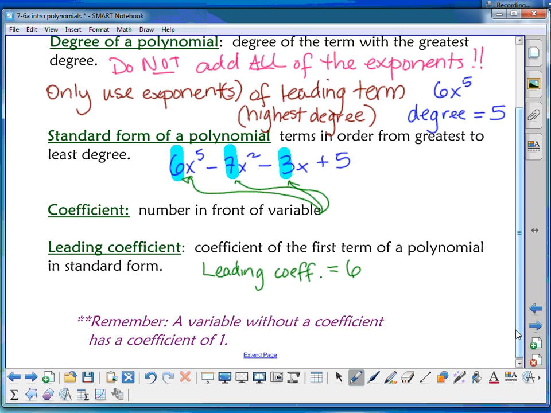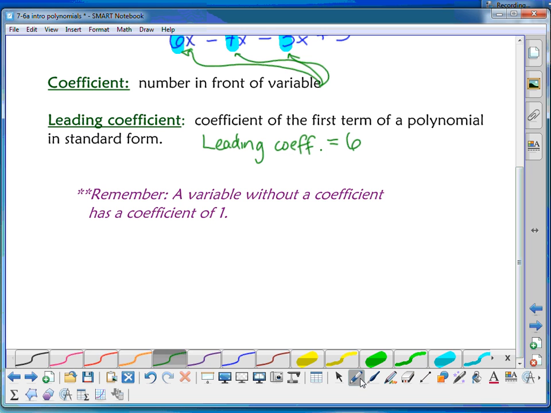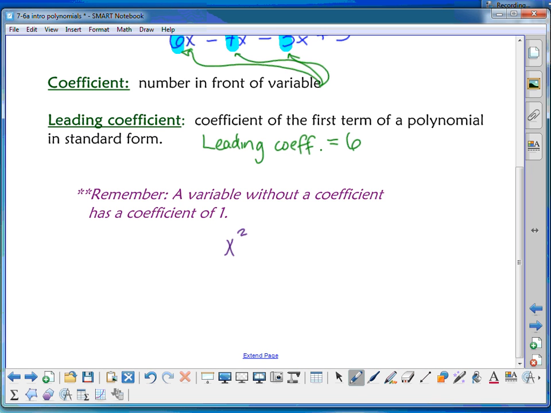One thing you want to be sure you remember is that if a variable does not have a coefficient, there's assumed to be a 1 there, so it has a coefficient of 1. So for example, if I have x cubed minus 2x squared plus 7, even though there's nothing in front of the x cubed, I assume that there is a 1 there, so the leading coefficient would be 1. Does that make sense? Okay.